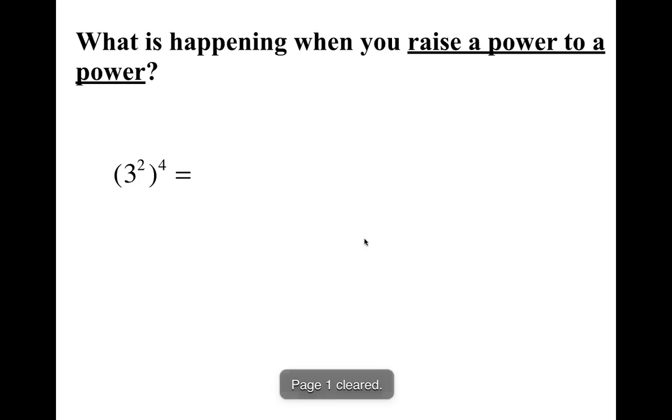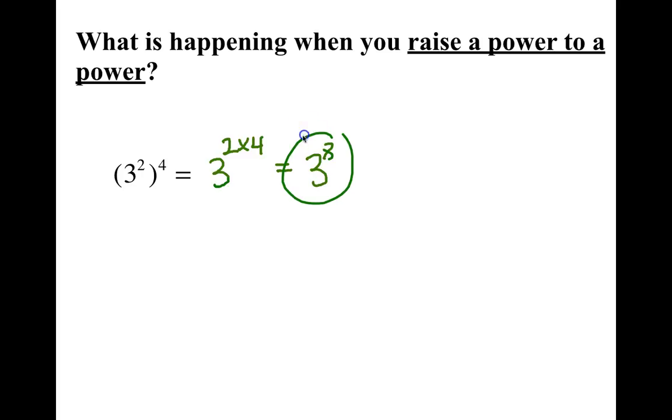Okay, and last but not least is what happens when we raise a power to a power. What happens to the exponents? Well, we are actually going to multiply the exponents. So this is going to be 3 to the 2 times 4. 2 times 4 is 8. So we're going to say that's 3 to the 8th power.